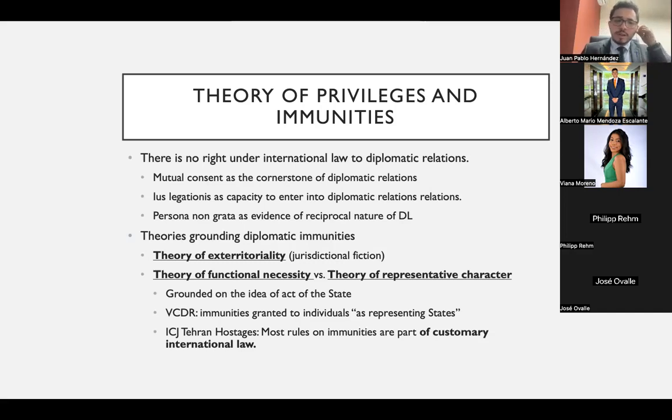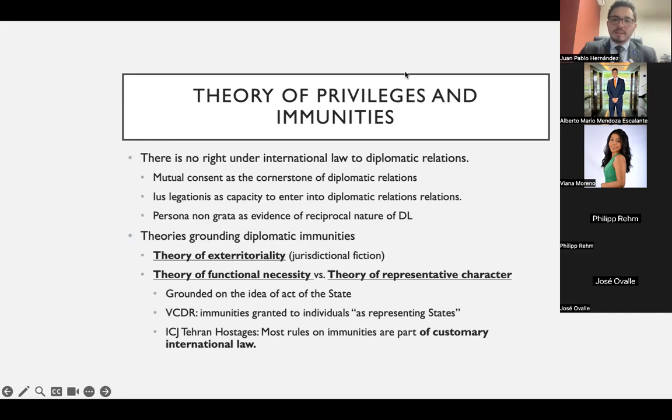And the concept of jus legationis, or the right of legation, is rather recognized as an expression of the capacity of states to enter into diplomatic relations with other states. And as you may know, this is one of the key attributes of a state, according to the 1933 Montevideo Convention on the Rights and Duties of States under international law.